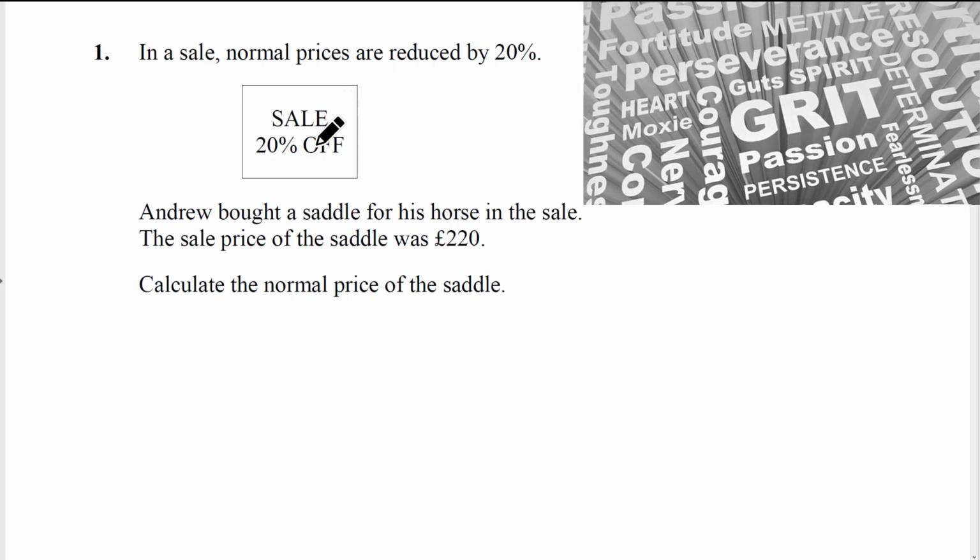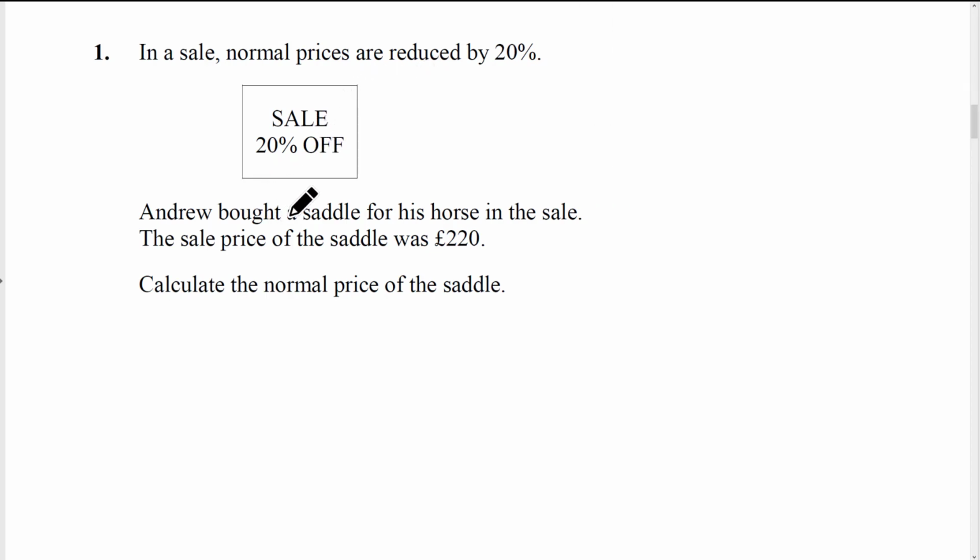In a sale, it's 20% off. And you bought a saddle for his horse in a sale. The sale price of the saddle was £220. So this is the new price. We call this the new price. There's two ways you can do this.